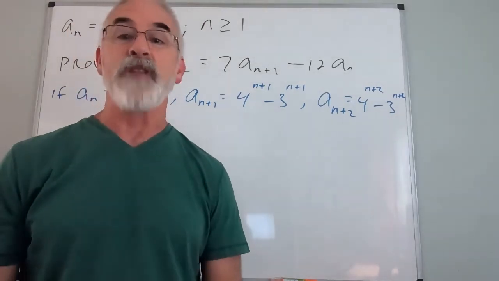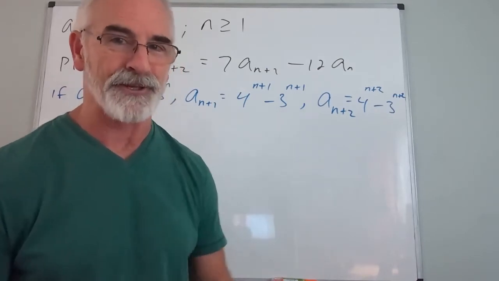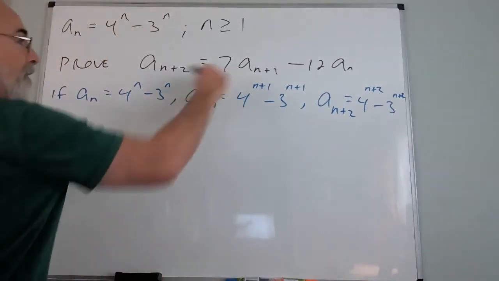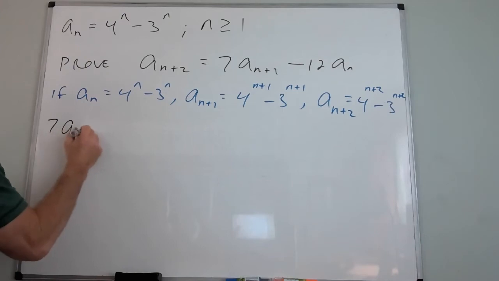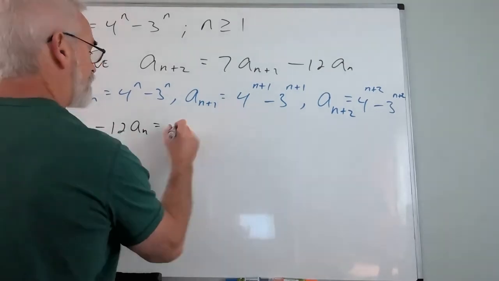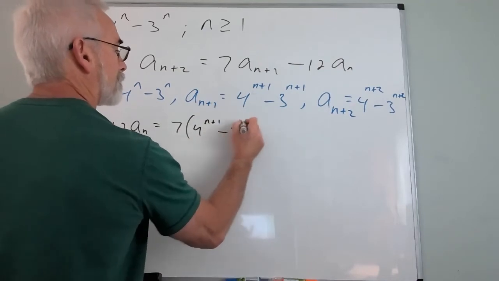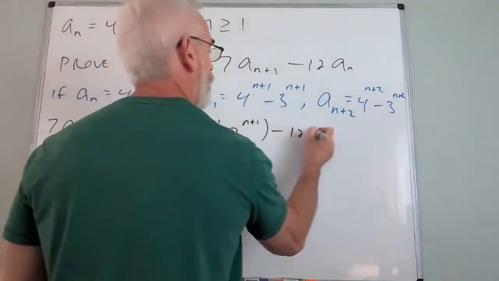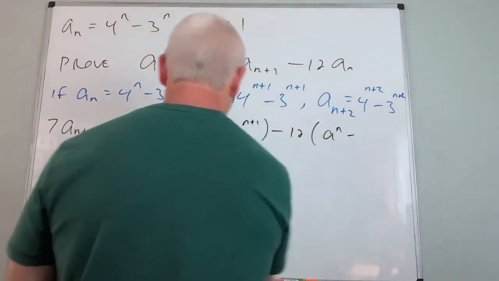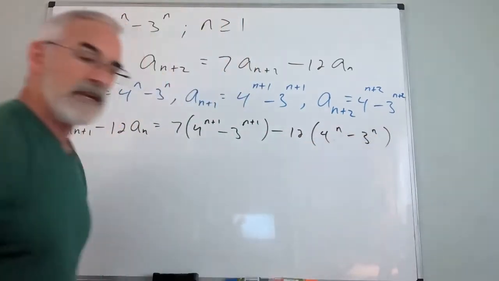I can take something that's not true and easily prove it's true if you allow me to work both sides, because there's all sorts of magic you can do. There's a lot of cheating you can do. No, can't do that. So let's start with this. So 7 times a_(n+1) minus 12 times a_n is what? Well, it's 7 times this minus 12 times this. Oops, not a_n, sorry. 4 to the n. All right. So that's my starting point.